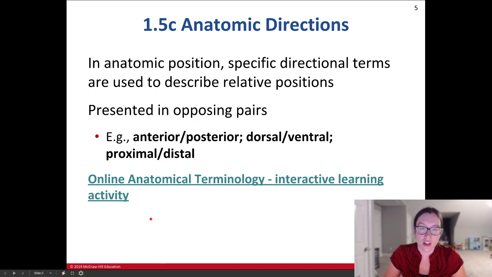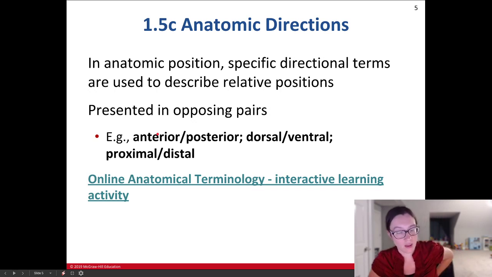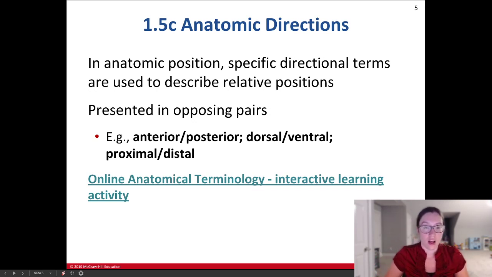So, in anatomic position, we can use specific directional terms to describe relative positions. And so, there are a lot of opposing pairs that we'll talk about. So, anterior is going to mean towards the front of the body in anatomic position. Posterior means towards the back of the body in anatomic position. Dorsal means towards the back, whereas ventral means towards the belly.